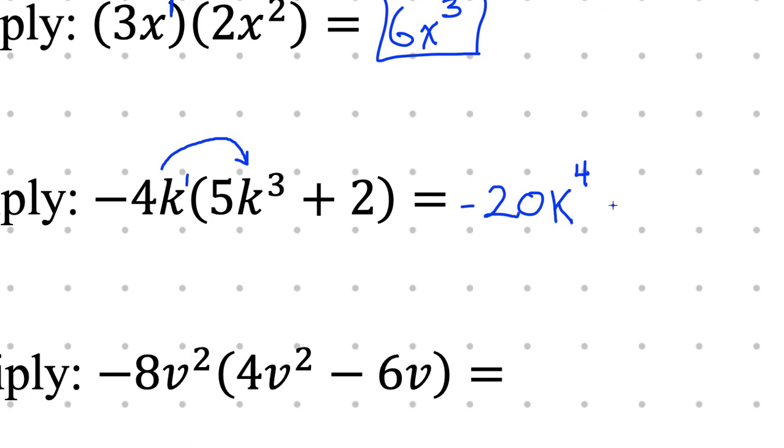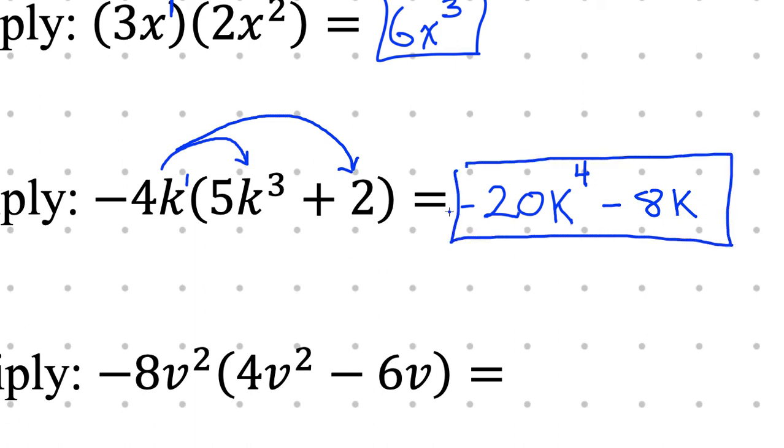So you'd still distribute negative 4k to the power of 1 into 2, and negative 4k times 2 would be negative 8k, right? Negative 8k. There it is, and that's correct. There's our final answer. We'll box it. Again, if you don't have any k's to multiply by, k to the power of 1 plus nothing is still k to the power of 1. So over here we have k to the power of 1.